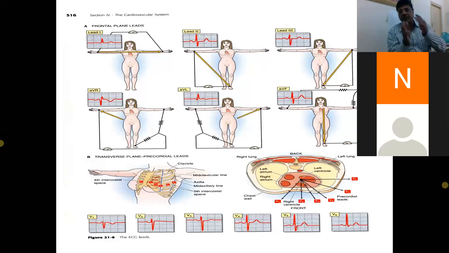If the net dipole is moving away from the recording electrode or the active part of the recording electrode, you are going to get negative deflection. And if the net dipole is moving perpendicular, at a 90-degree angle from the recording electrode, you are going to get isoelectric lines. Okay, so we'll start with lead AVR.